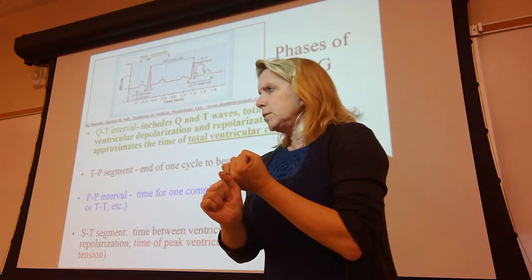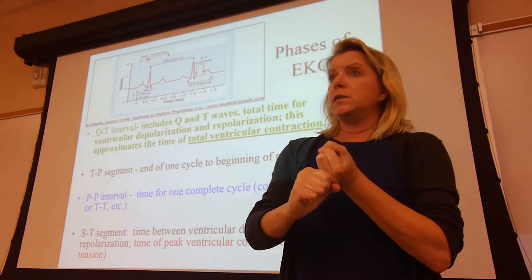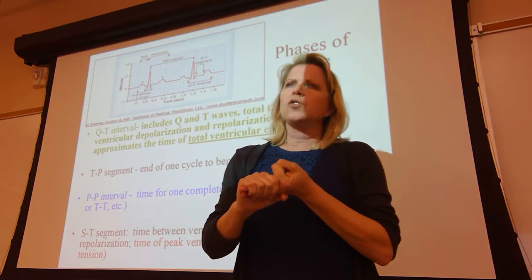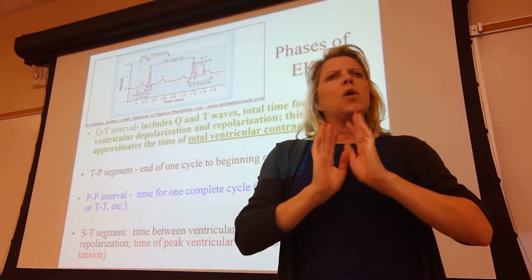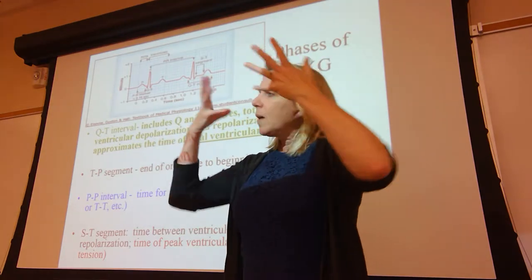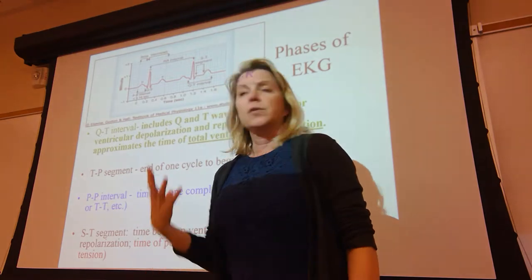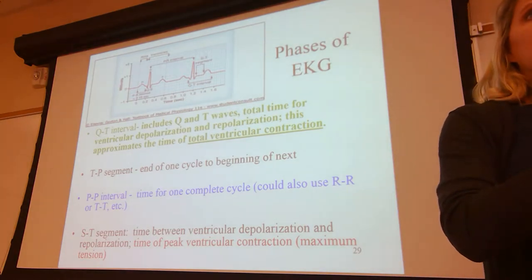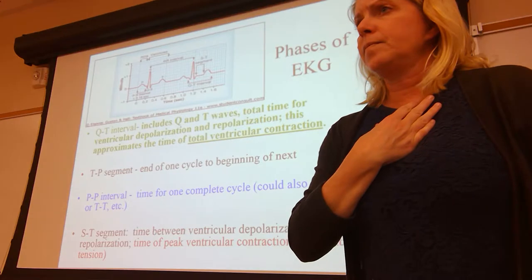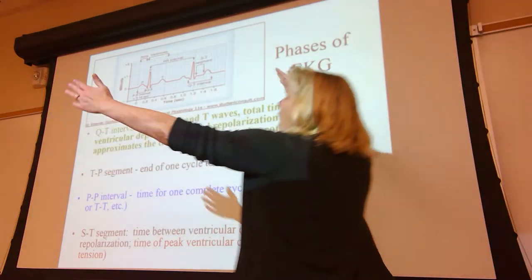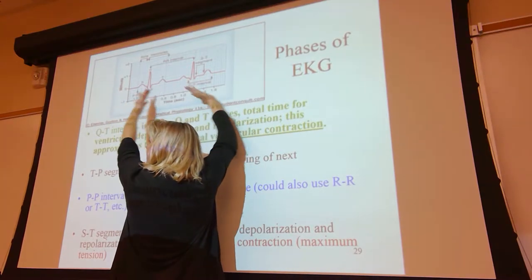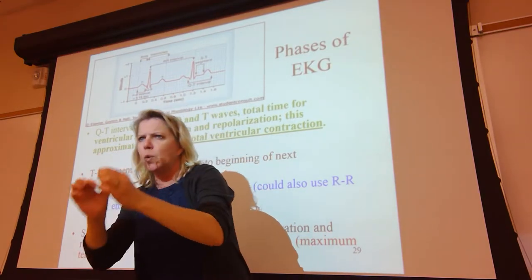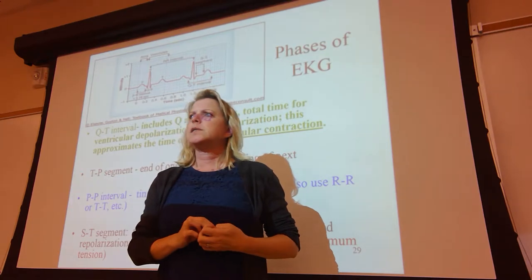It's working harder. Less time for the ventricles to fill. And even more scary, less time for the tissue to actually be perfused. Remember, blood can only flow through the coronary arteries when the ventricles are relaxed. So if they're contracting more frequently, the very heart tissue that needs more blood flow actually is getting less. When your heart rate goes up, all of these segments and intervals shorten up. They all do. But the one that shortens up disproportionately more than the others is the TP segment.